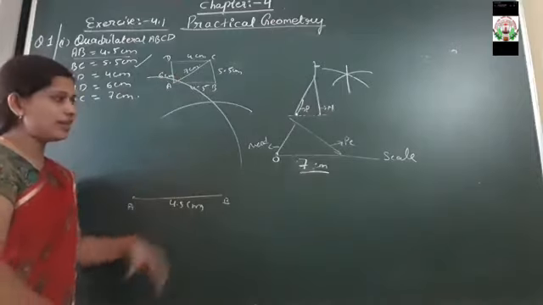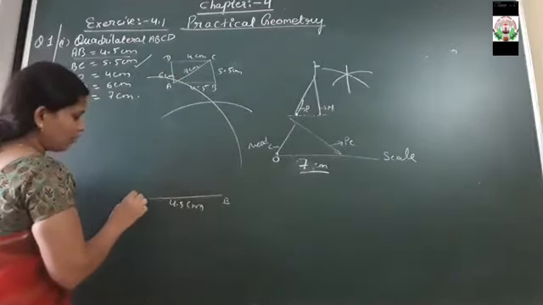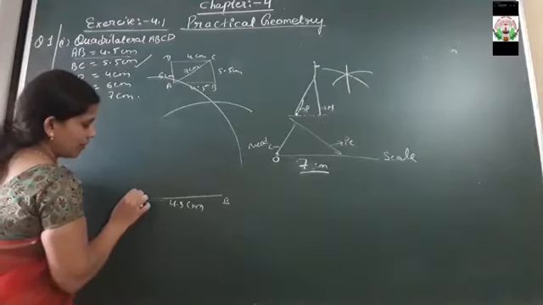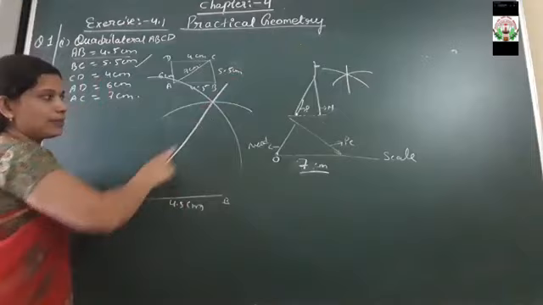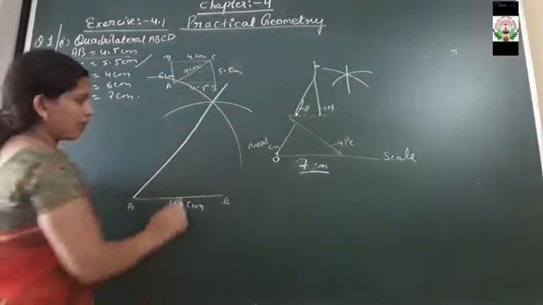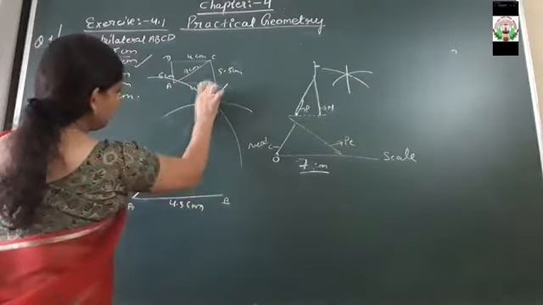Got an arc like this? Since you got an arc, what you have to do? You have to, with the help of your scale, draw one straight line. Scale की help से एक straight line आपको draw करना है। Clear everyone?